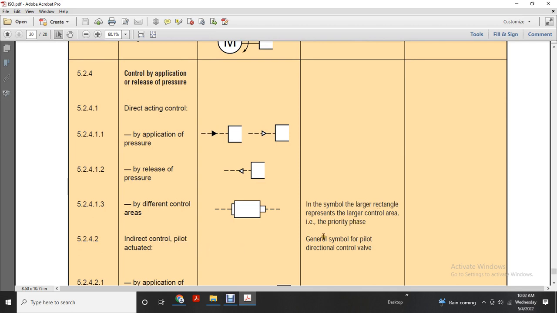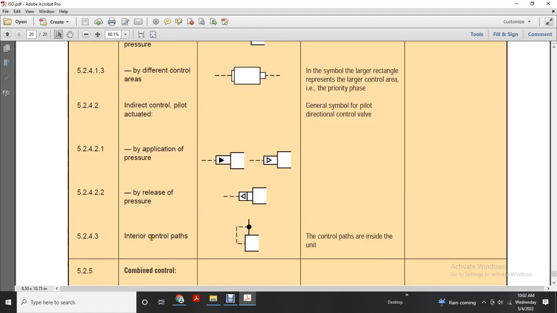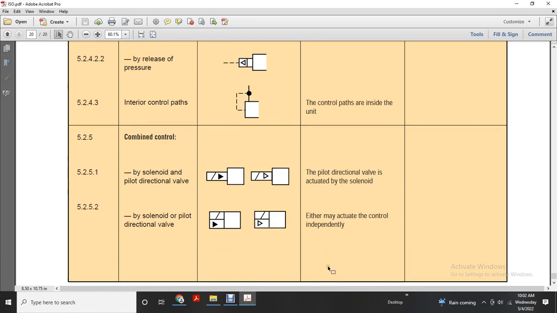Indirect control pilot: a general symbol of the pilot directional control valve by application of pressure, by release of pressure. Interior control passages are inside a unit. Combined control: solenoid, pilot directional valve, pneumatic and hydraulic pilot directional valve, actuated by solenoid and pilot directional valve. Either may actuate the control independently.